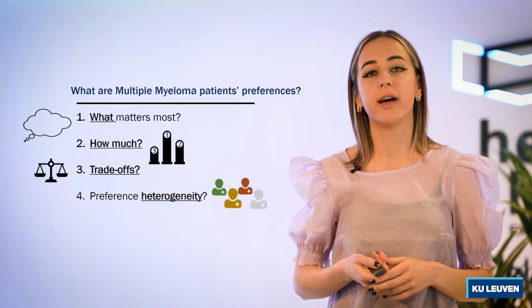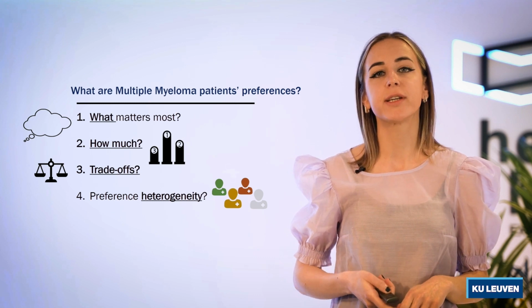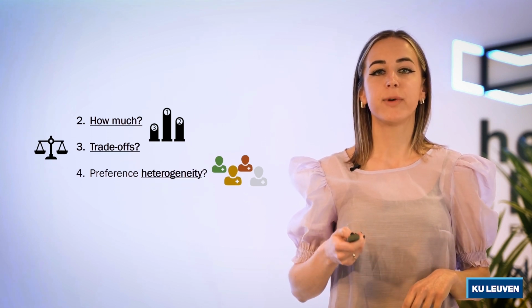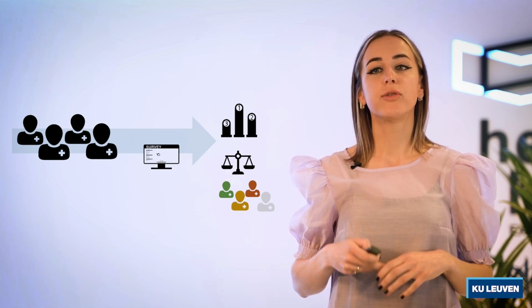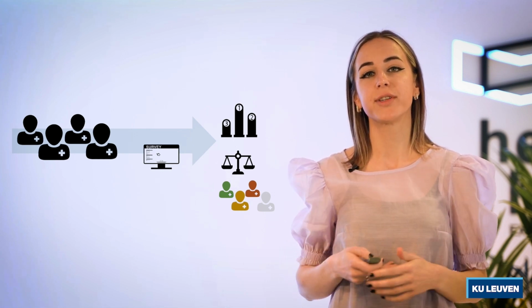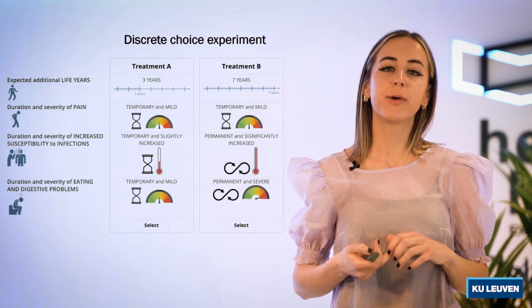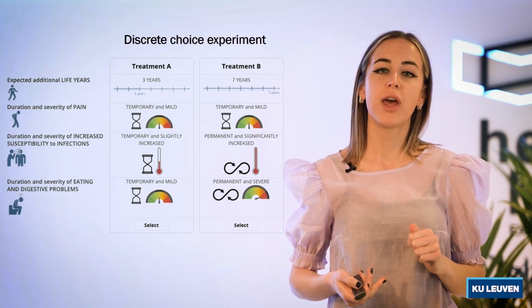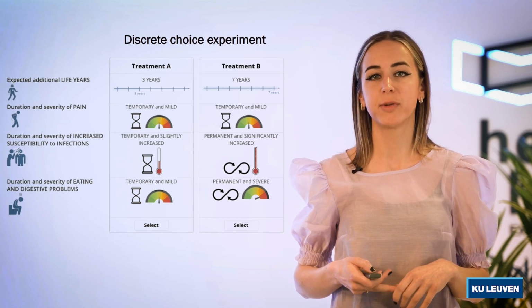The final 3 research questions mentioned on the slide, we are investigating in a subsequent quantitative study. And this quantitative study consists of an online survey that we disseminate to more than 300 patients across Europe, so across different European countries. And in this online survey, we are using a methodology that is called discrete choice experiment. And discrete choice experiment requires patients to make a choice between two alternative treatment options, so hypothetical treatment options.